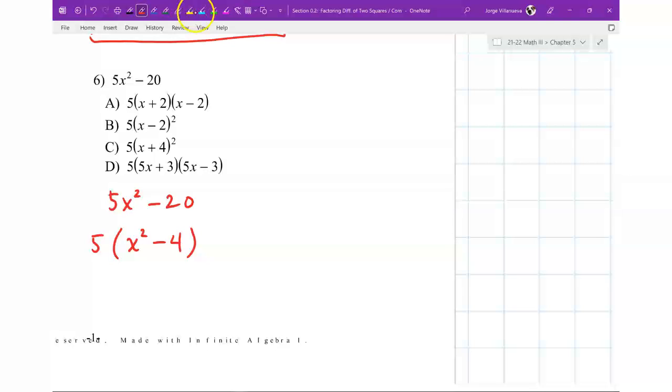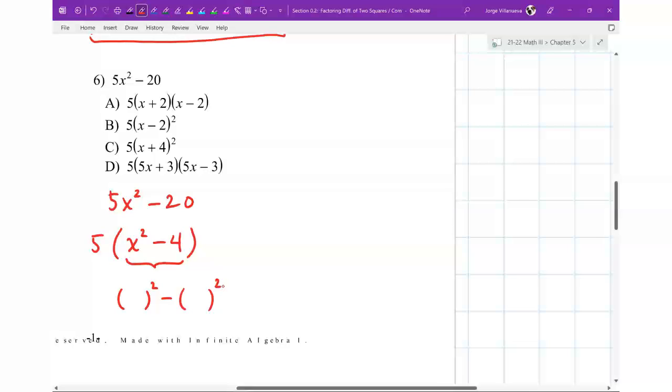Now, focus only on this part right here, okay? Focus just on x squared minus 4. Something squared minus something squared, because that is a difference of 2 squares, right? X squared minus 4 is a difference of 2 things that can be squared. So what squared is x squared? X. What squared is 4? 2.